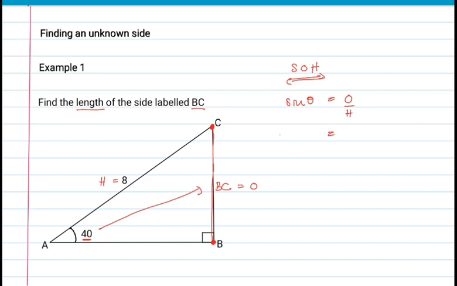So let's look at it. Sine of the angle here, which is 40, is equal to our opposite here, which is BC, all over our hypotenuse here, which is 8. So we have sine 40 is equal to BC over 8. Then we multiply by 8 on both sides to be left with BC. So our BC is equal to 8 sine 40. Using your calculator, we get BC being equal to 5.1. This is the length of your side.